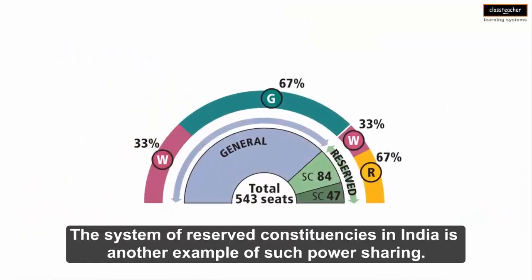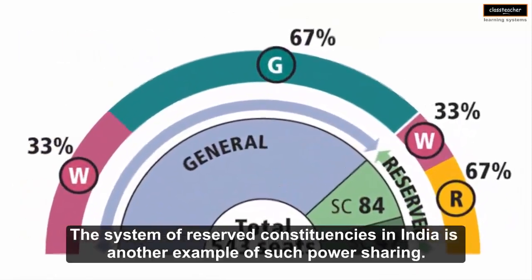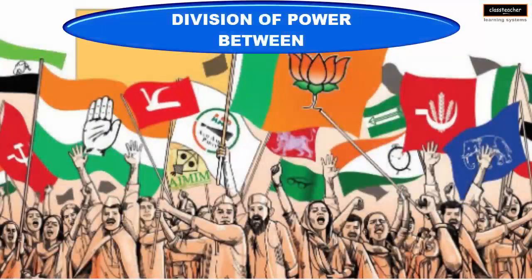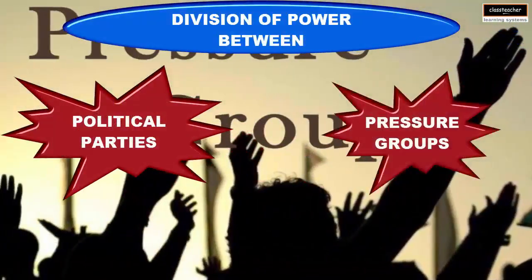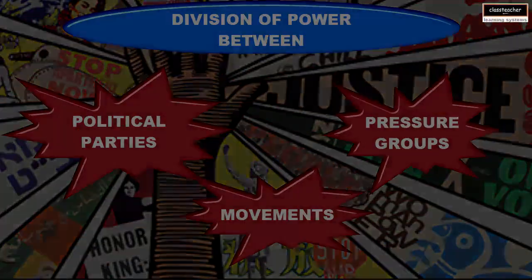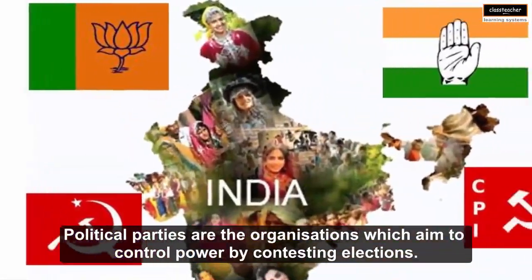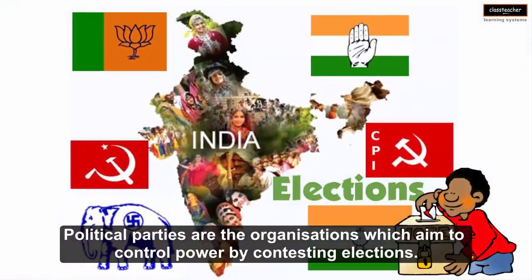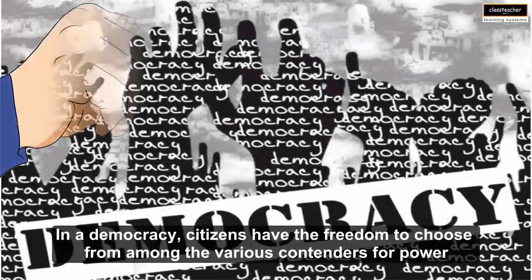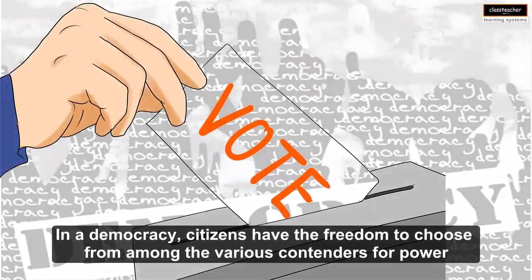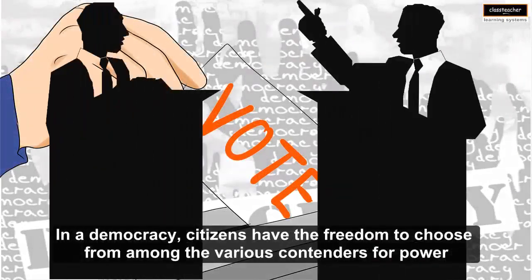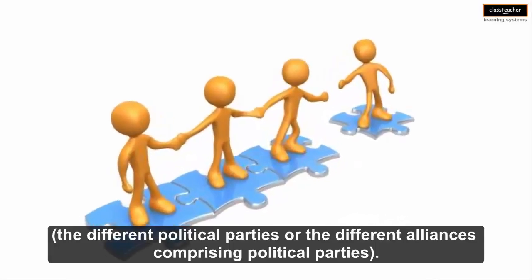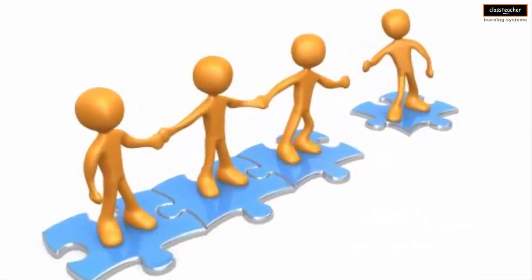The system of reserved constituencies in India is another example of such power sharing. Division of power between political parties, pressure groups, and movements. Political parties are the organizations which aim to control power by contesting elections. In a democracy, citizens have the freedom to choose from among the various contenders for power, the different political parties or the different alliances comprising political parties.